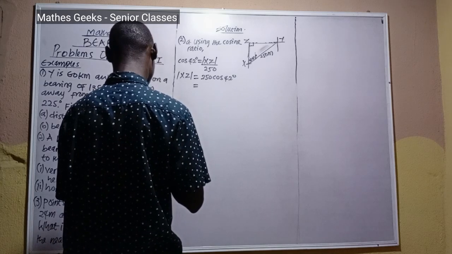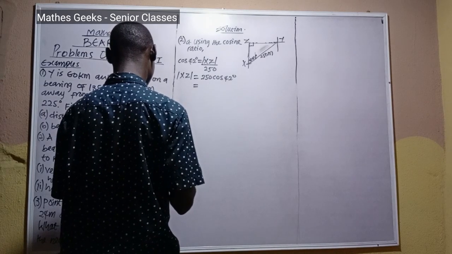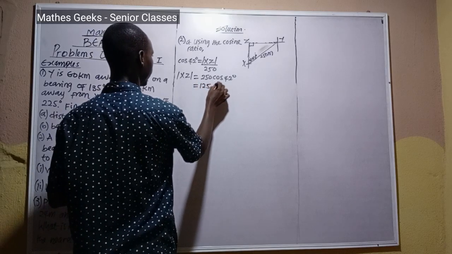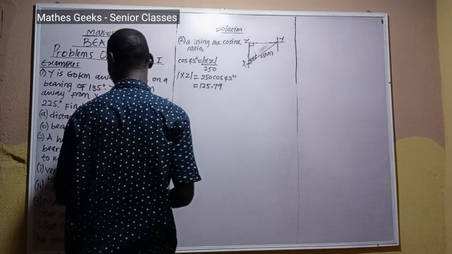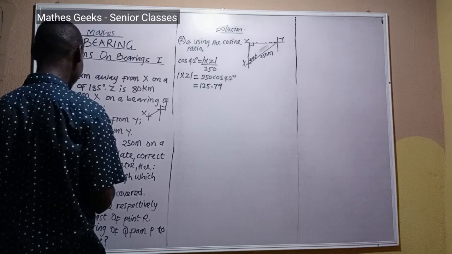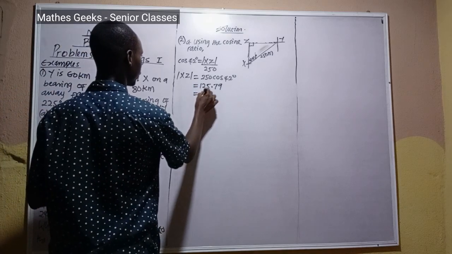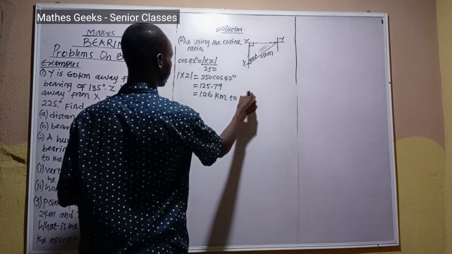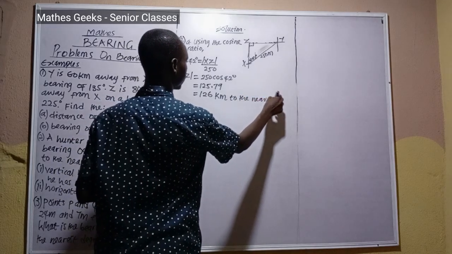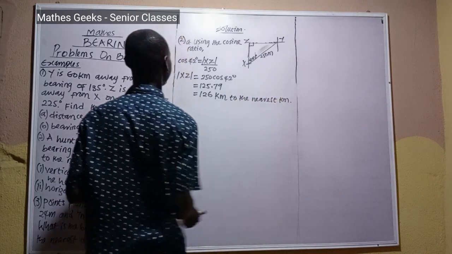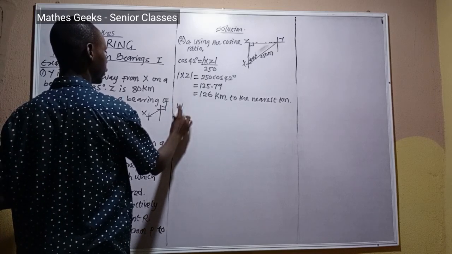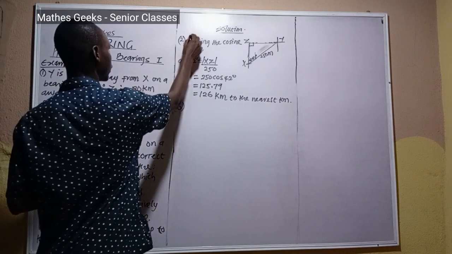250 cos 42 is 185.79, to the nearest kilometer, so this will give us 186 kilometers. Okay, and B will give us, this is B.